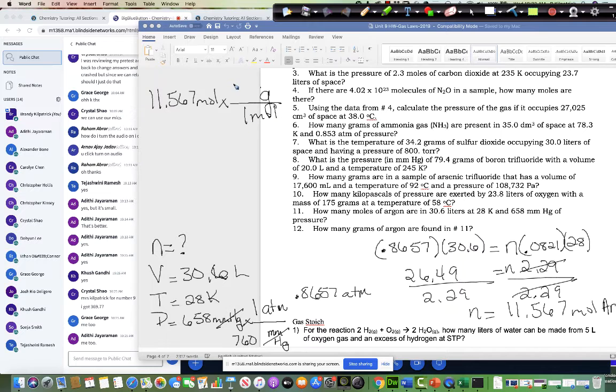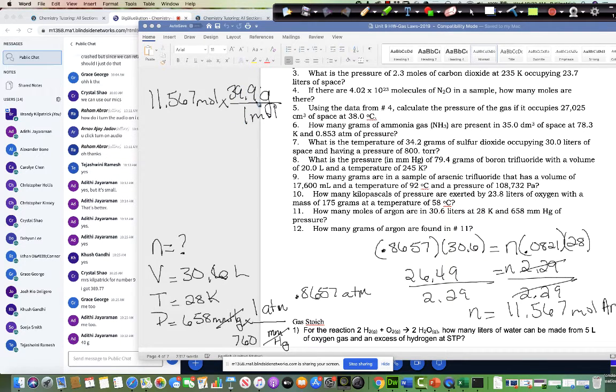1 mole is equal to, oh, I do not have a periodic table in front of me. Argon weighs 39.9, so about 40. Thank you. So 11.567 times 40 is going to be 462.7 grams.